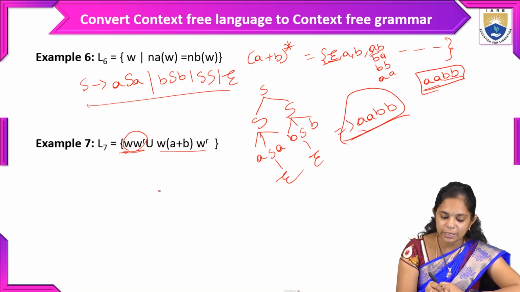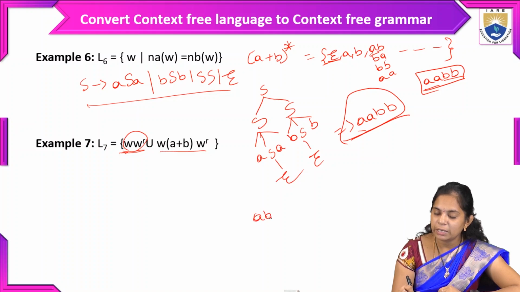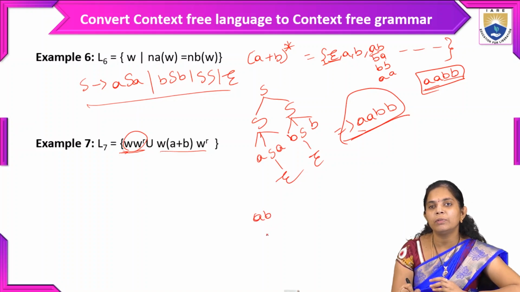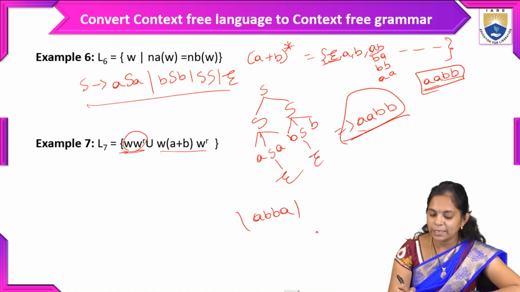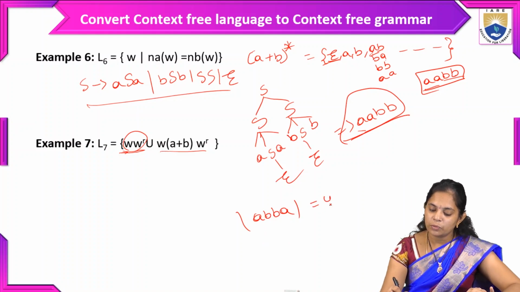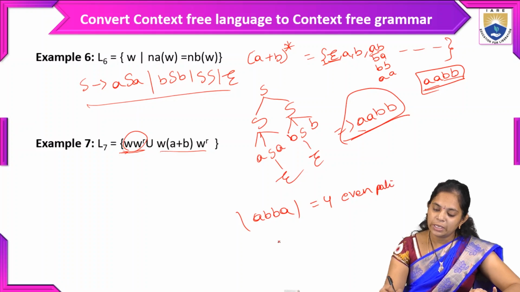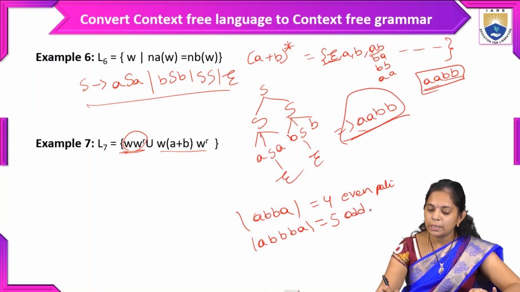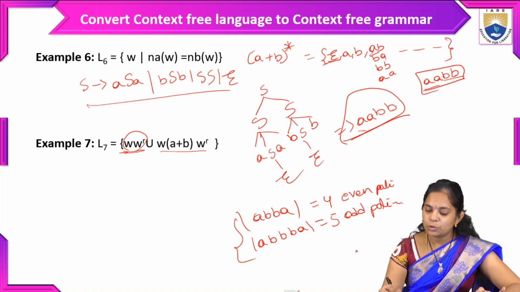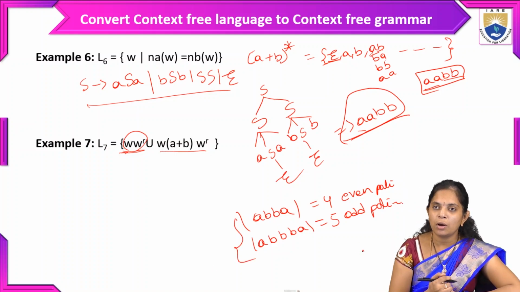So generally we will write values like AB BA, an even palindrome, where the length of the string is even. If you take a string of even length, we can say that it is an even palindrome. And if it is a value like ABBBA, this is an odd length, so it is an odd palindrome. So we need to combine these two in a single grammar. So how will we see?